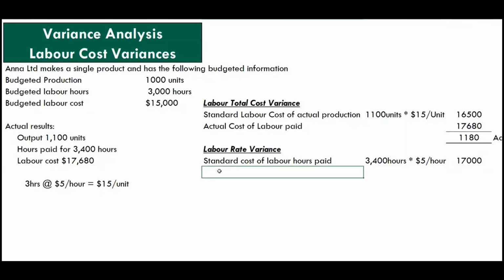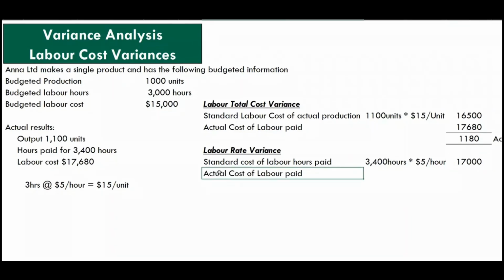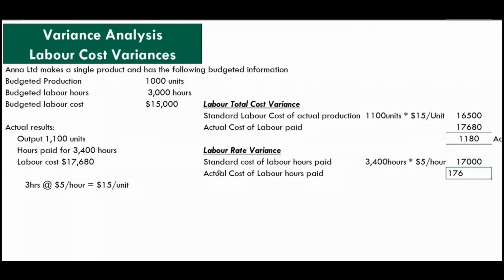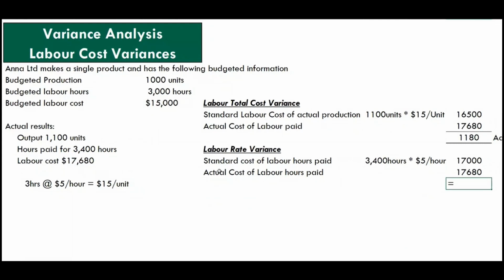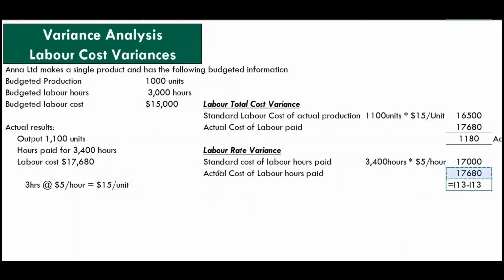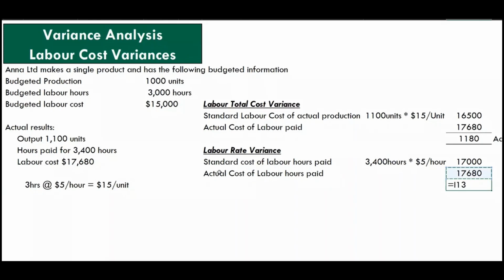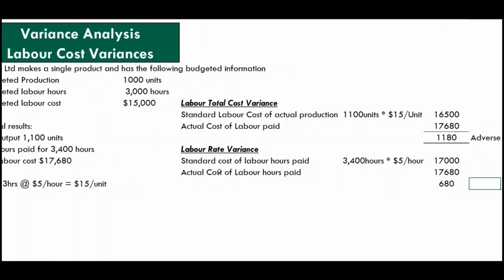Then we ask ourselves, what is the actual cost of labor hours? And the actual cost happens to be 17,680. We are expecting to pay 17,000, but we ended up paying 17,680. That means we paid more than what we budgeted for, and that can also be described as an adverse variance.